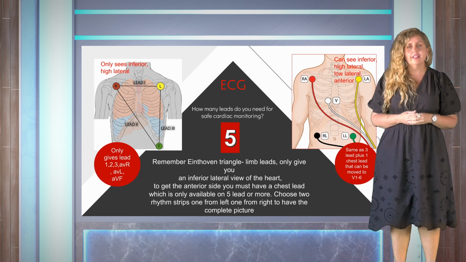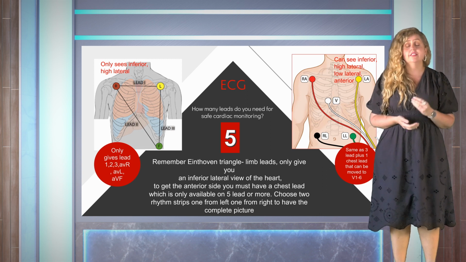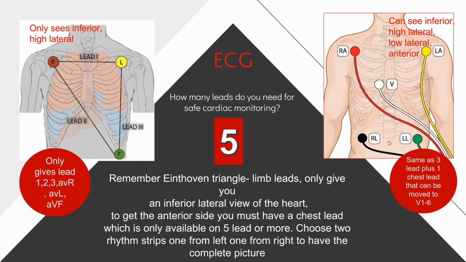And why do I say this? This is a deal breaker, this is a standard, this is a must. In the 3-lead configuration, all we get is Einthoven's triangle. And the only leads or views that we'll be able to see are lead 1, 2, 3, AVR, AVL, and AVF. And as you know, the only areas of the heart that we can monitor with those are inferior and high lateral. You cannot see the anterior side of your heart in that configuration. For anterior, we definitely need V1 to V6, one of them. And how do we get that? With the V lead, the chest lead, the white one.